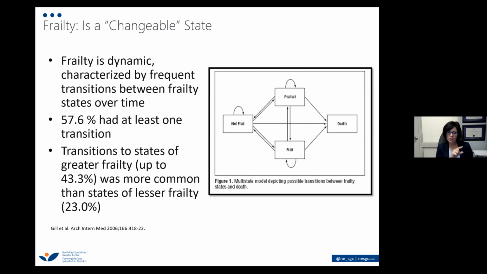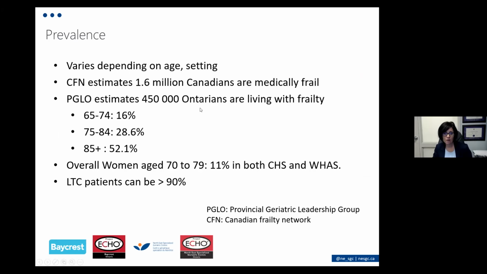But if you actually measure people more frequently in between, as this particular group has done, what they'll see is that transitions of states between frail, non-frail, pre-frail actually occurs rather frequently. And while transitions to states of greater frailty is more common, you do get about a quarter of the time transitions to lesser frailty. So there is opportunity for intervention there.